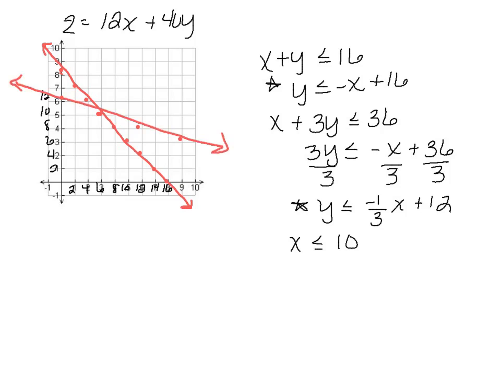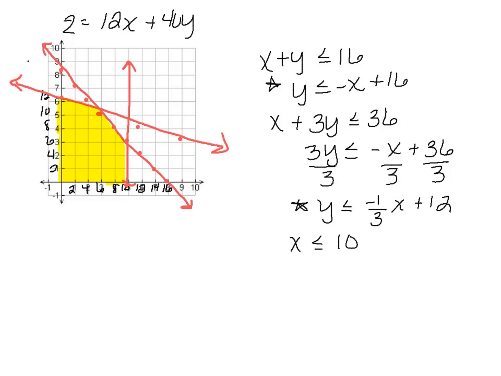And then we want x is less than or equal to 10. So here's 10, and when we have x equals a number, it's a vertical line. We want numbers less than that, so the area we're concerned about is right in here. Okay. So we have some points in there that we need to take a look at.